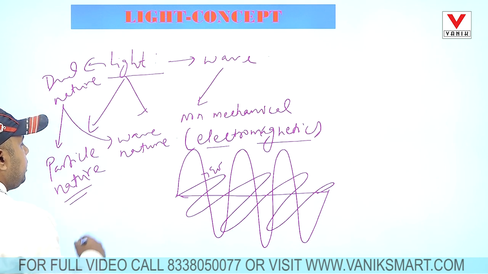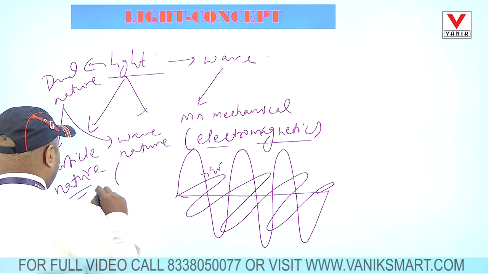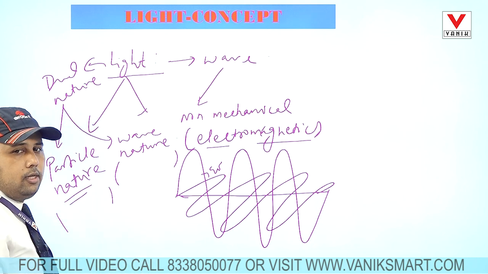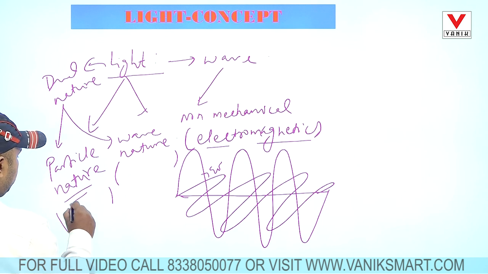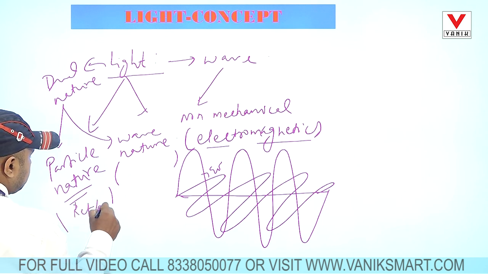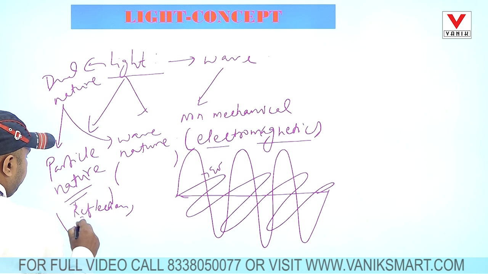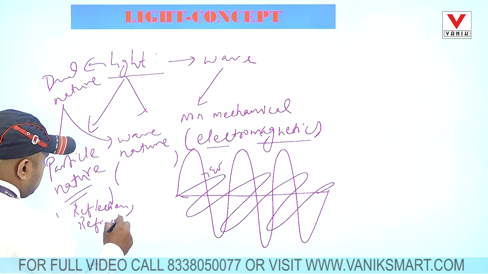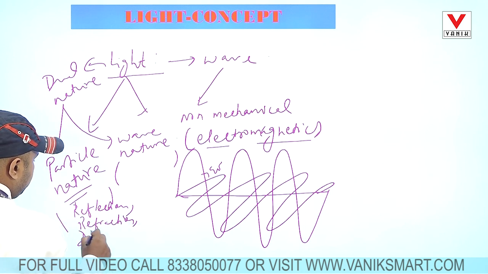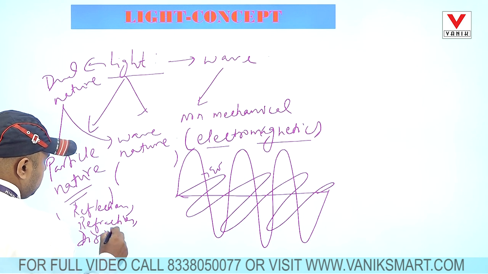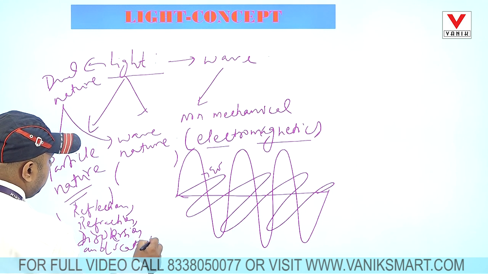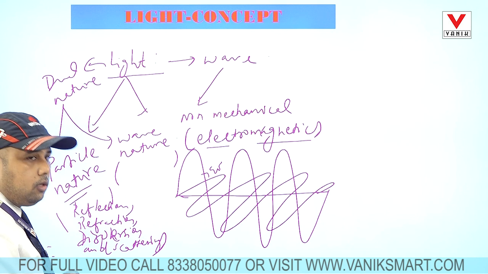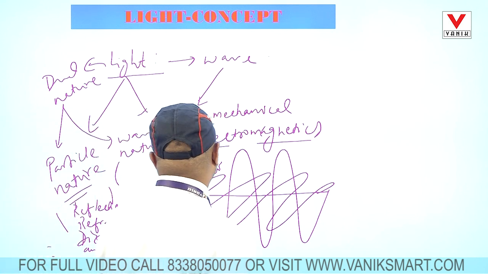Under wave nature and under particle nature, there are different phenomena of light. If I talk of particle nature, we have reflection, refraction, dispersion of light, and scattering of light. These are some of the phenomena of light that come under particle nature.